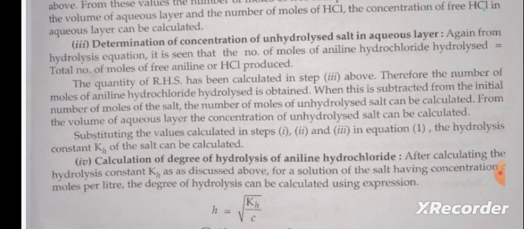Substituting the values from steps 1, 2 and 3 in the equation, the hydrolysis constant Kh of the salt can be calculated. Calculation of degree of hydrolysis of aniline hydrochloride. After calculating the hydrolysis constant Kh for a solution of salt having concentration C moles per liter, the degree of hydrolysis can be calculated using h = √(Kh/C).